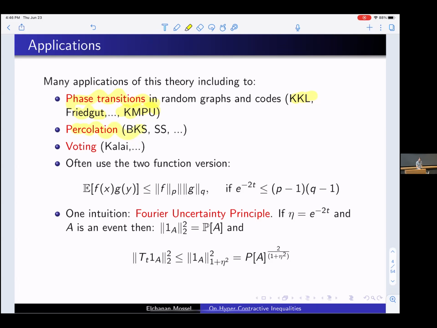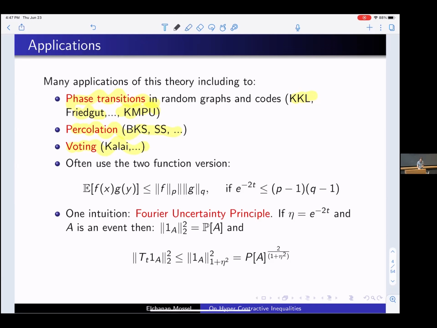It's used a lot in percolation, Benjamini, Kalai, Schramm and Steif, Schramm and others. It's used a lot in understanding voting theory. And I won't really try to explain to you how it's used in all of these places, but I just want to give you a little bit more of the analytic flavor of why this is useful. Just that if you've never seen it before, you get some intuition why this is good. So I'll give you two points of view, or two of the very basic ways where this is used.